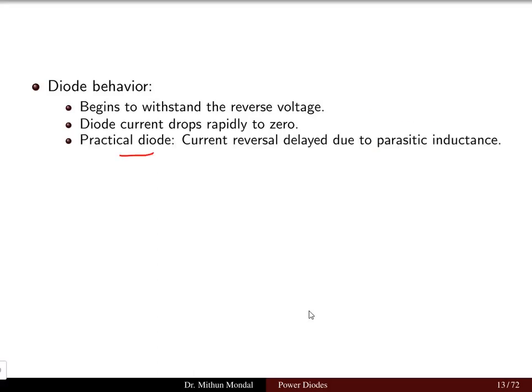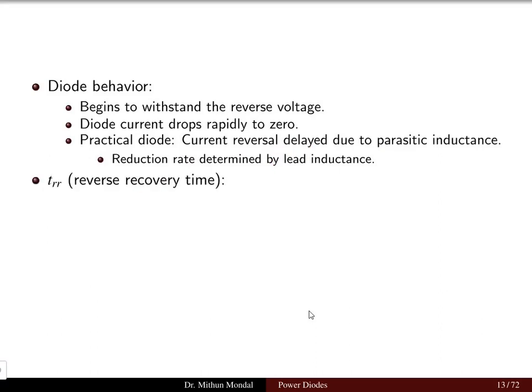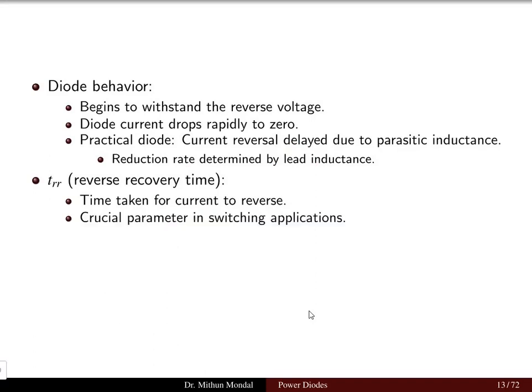In the practical diode, the current reversal is delayed due to parasitic inductance. So some parasitic inductance is there, which is storing the charges. Reduction rate is determined by the lead inductance. How much reduction rate will be there because of the lead, that is the wire which is connecting the diode for the supply. The reverse recovery time, the time taken for the current to reverse, is a crucial parameter in switching applications.